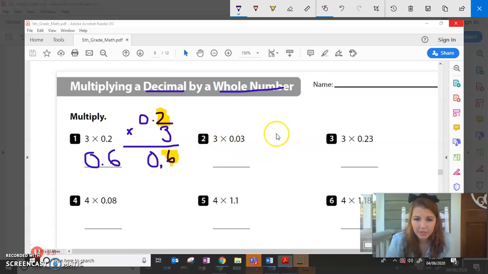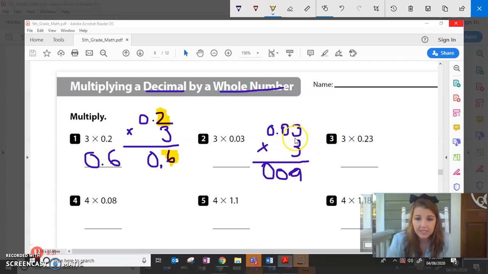All right, for number 2, I'm going to set up my problem. 0 and 3/100 times 3. All right, just like before, I'm going to multiply normally as if there was no decimal place. 3 times 3 is 9. Oops. 3 times 0 is 0, and 3 times 0 is 0. But I can't forget to place my decimal.